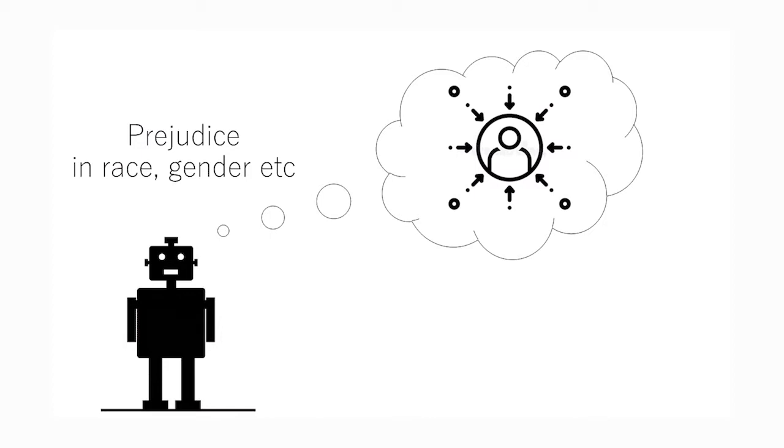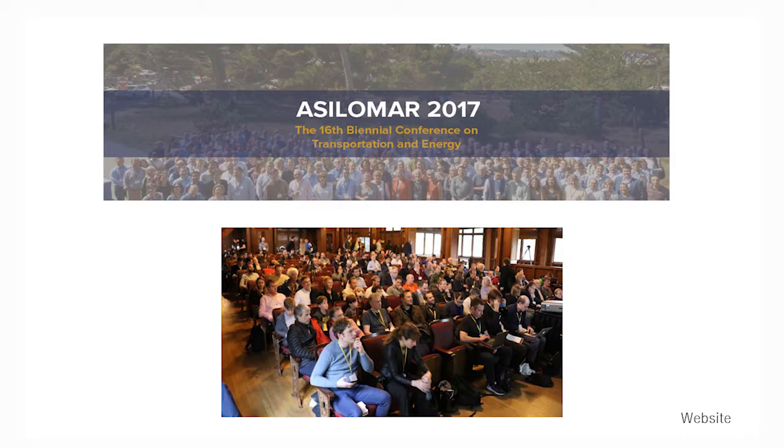Such a potential problem had been pointed out already in the year 2012. Generally speaking, however, it's safe to say that it was at the Asilomar conference on artificial intelligence in January 2017 that the AI problem of bias was widely recognized, and after that, the problem in question has become widely known all over the world.